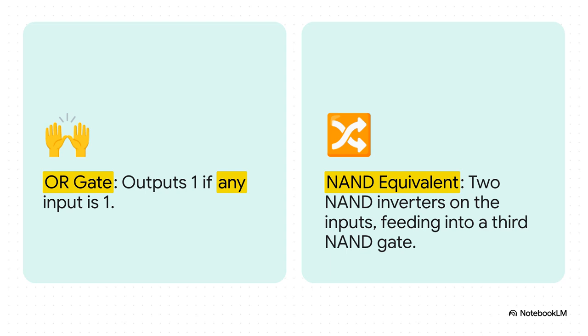What you do is you take two NAND gates and turn them into inverters for your inputs. So you flip your starting signals first. Then you feed those flipped signals into a third NAND gate. And through a little bit of beautiful logic magic, this whole setup gives you the exact same output as an OR gate. It's amazing. And just like that, we've proven it. The NAND gate can do it all.